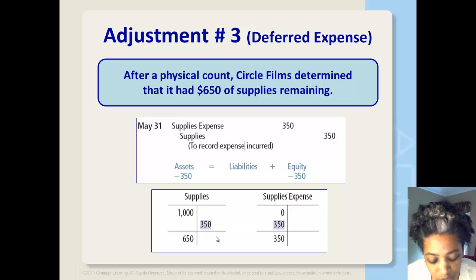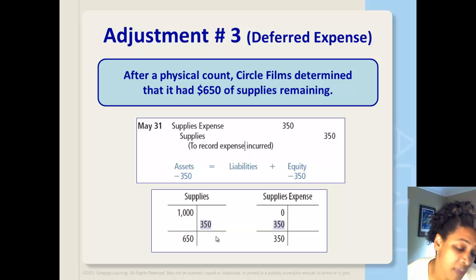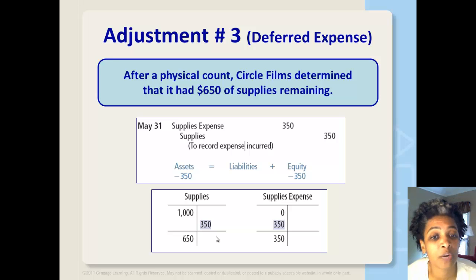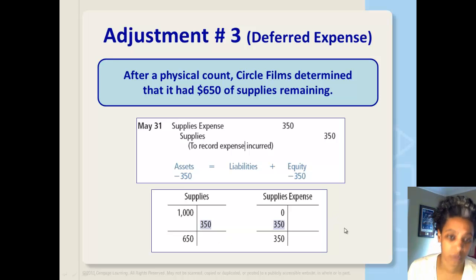Now Circle Films has $650 in supplies on hand, but the trial balance shows $1,000 in the supplies account. And so now this gets a little bit confusing because we have an asset and an expense account for supplies. So our trial balance is showing $1,000 in the supplies asset account, and that's the amount that Circle Films had originally purchased a little while back. So therefore, Circle Films has used $350 in supplies because we said they've got $650 now. Their books say $1,000, so that must mean they've used the difference, which is $350.